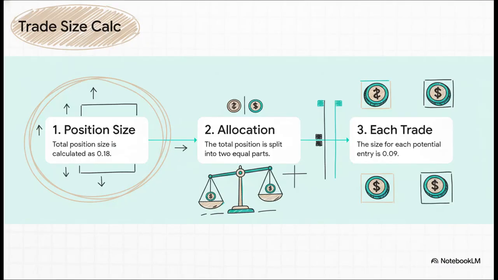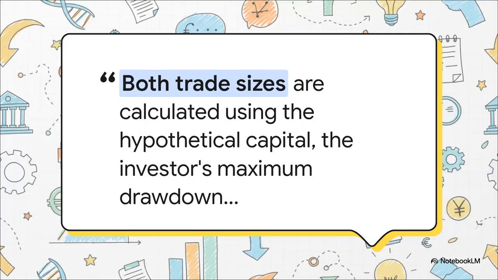Okay, so based on all those inputs, the model then calculates the trade sizes. First up, the total position size works out to be 0.18. Then, this position gets split into two equal parts, and that means the size for each of those two potential entries is 0.09. Now, it is really important to be crystal clear about how these sizes are determined, so I'm going to quote the model's documentation directly. Both trade sizes are calculated using the hypothetical capital, the investor's maximum allowed drawdown, the third triangle domain percentage, the risk coefficient, and the contract size.